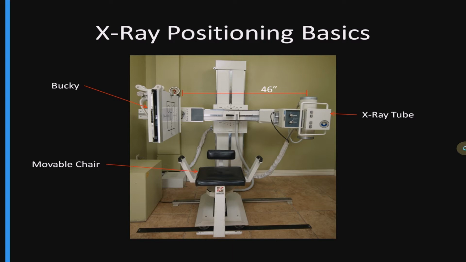Here you can see the X-ray tube, where the X-rays are produced and sent to the film or cassette, capturing inside the bucky. That distance is 46 inches. The patient is seated in this movable chair. This is called a C-arm X-ray unit, as you're viewing here, because the tube and the bucky are connected by this arm, forming a C.